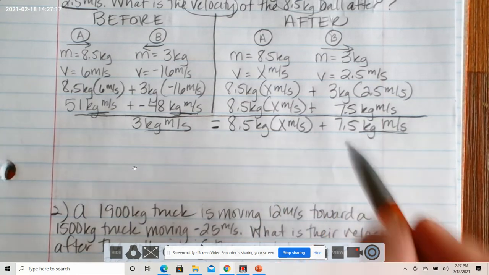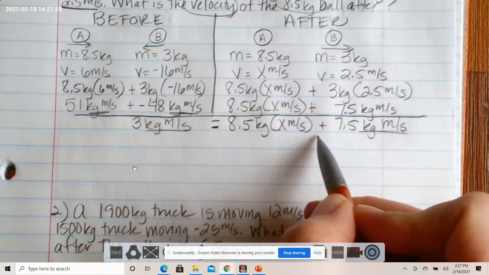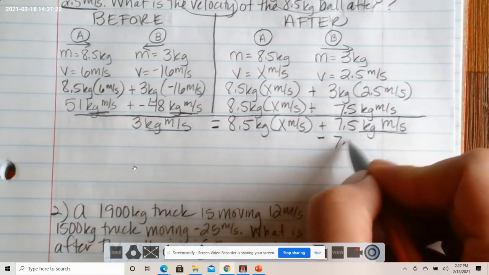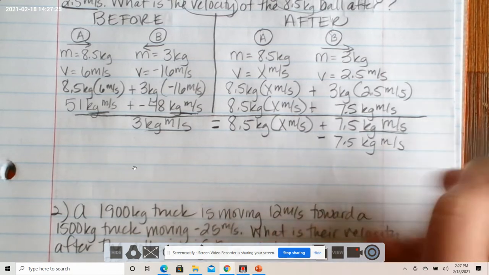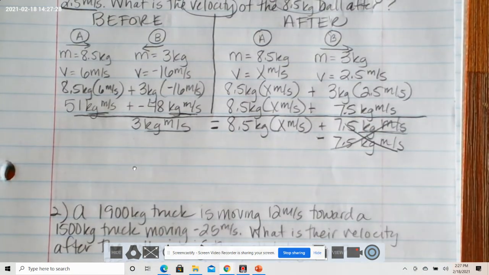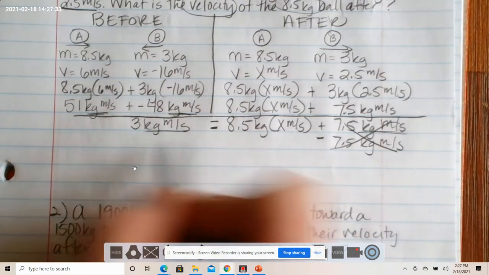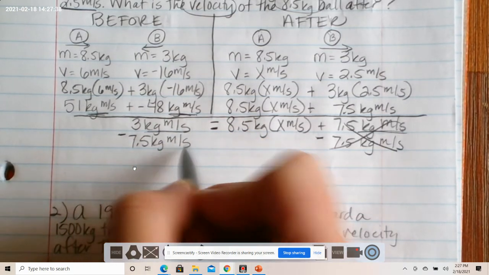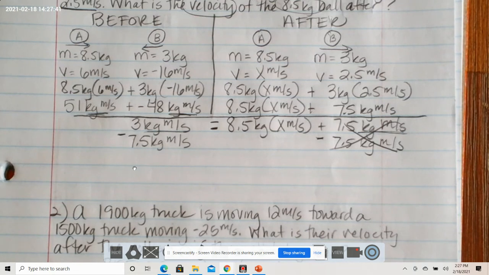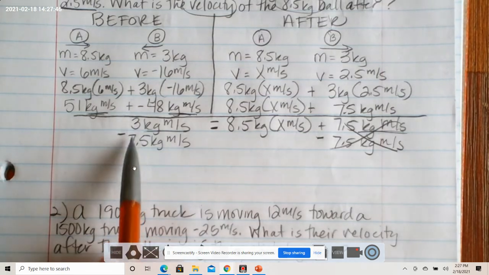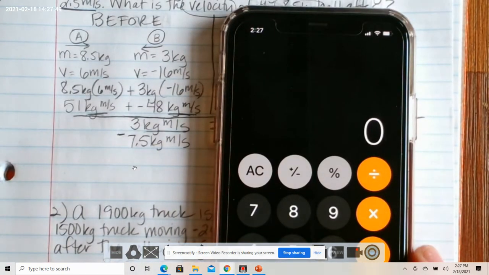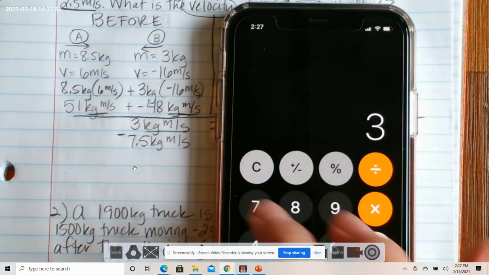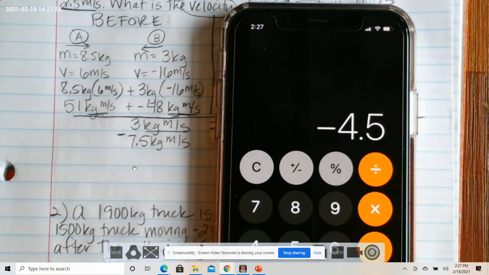So to get rid of it, I do the opposite. It's being added. I need to subtract it. That means I'm basically canceling out the 7.5 on that side. But remember, whatever I do to one side, I have to do the other. So luckily, they are like terms, so I can subtract them because of that. So 3 is my number on this side, and I'm subtracting 7.5. So I'm just going to lay out my calculator. I'm going to go 3 minus 7.5, and that's going to give me a negative 4.5.